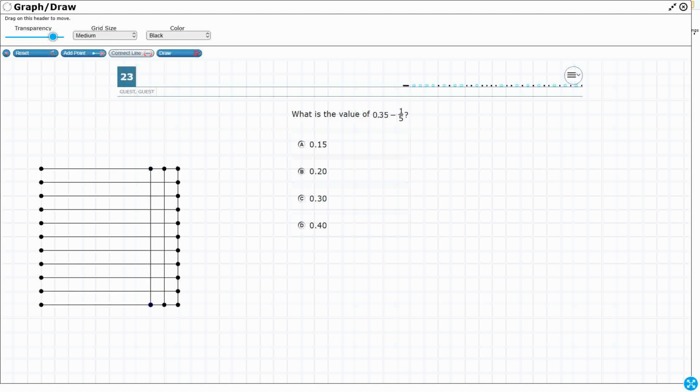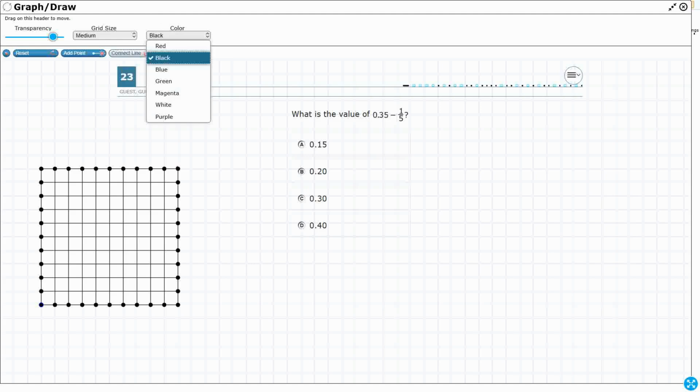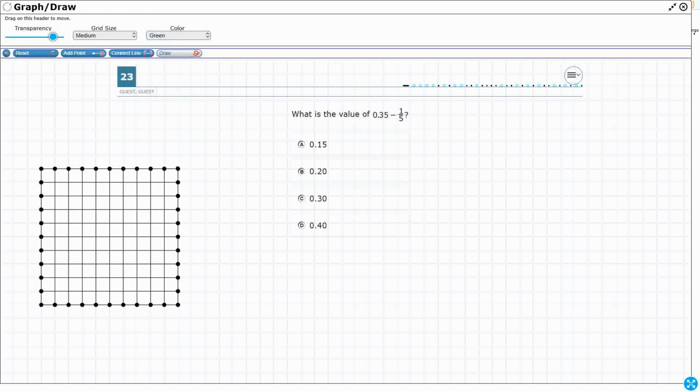So here's my 10 by 10 grid. You can draw this on your scratch paper if you don't want to draw this on the screen. And we can perform this calculation using this representation. All right, so what I'm going to do is I'm going to shade in, let's do it with green. And I need 35 hundredths. So that means 3 whole tenths, right?